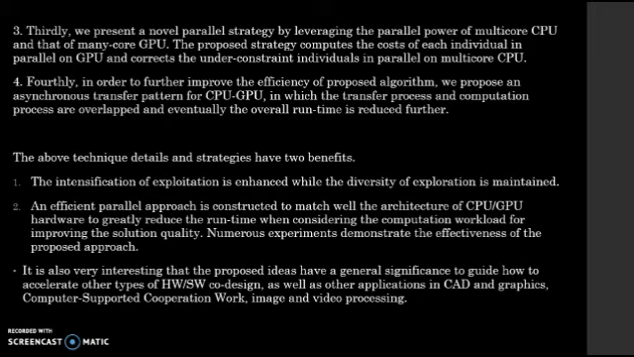It's also very interesting that the proposed ideas have general significance to guide how to accelerate other types of hardware software co-design, as well as other applications in CAD and graphics, computer supported cooperative work, image and video processing.